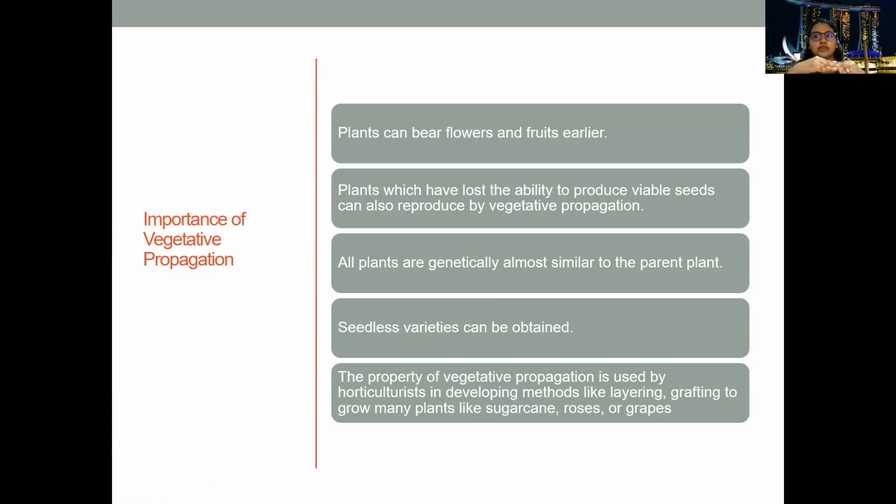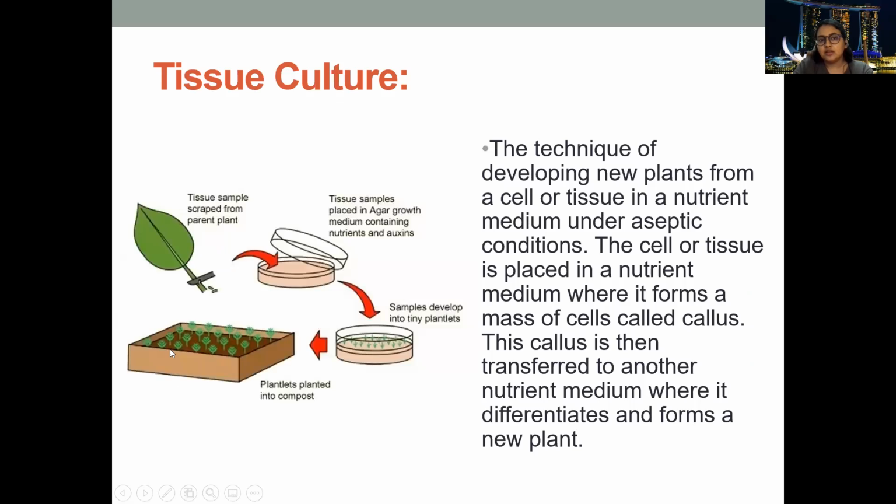We can get generation after generation the same character. Suppose a mango plant has very good sweet mangoes, we can get many plants like this with vegetative propagation. If we need early fruit or early flower, or seedless fruit, we can do vegetative propagation. These are all the advantages. Now among artificial vegetative propagation, one very important method is tissue culture.